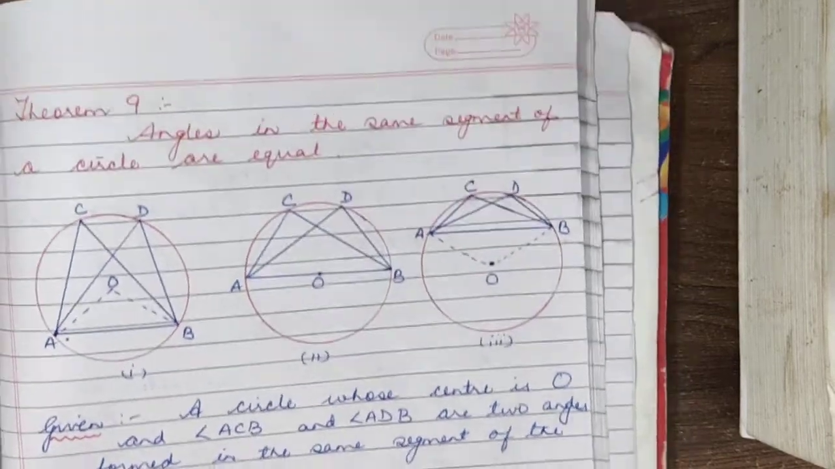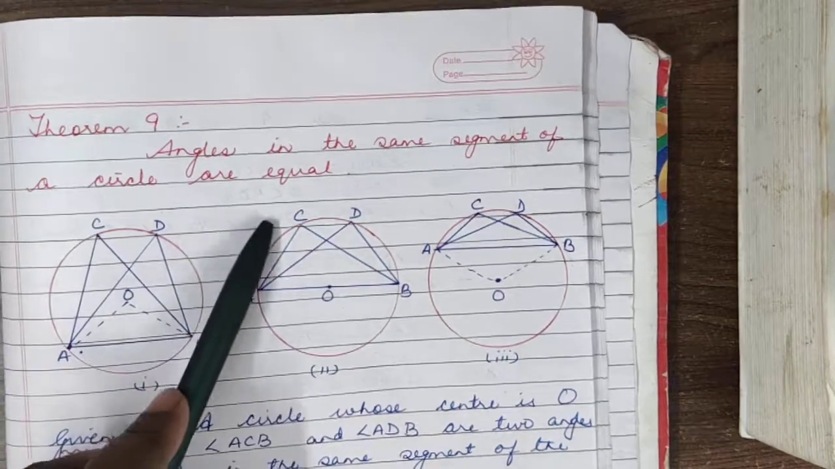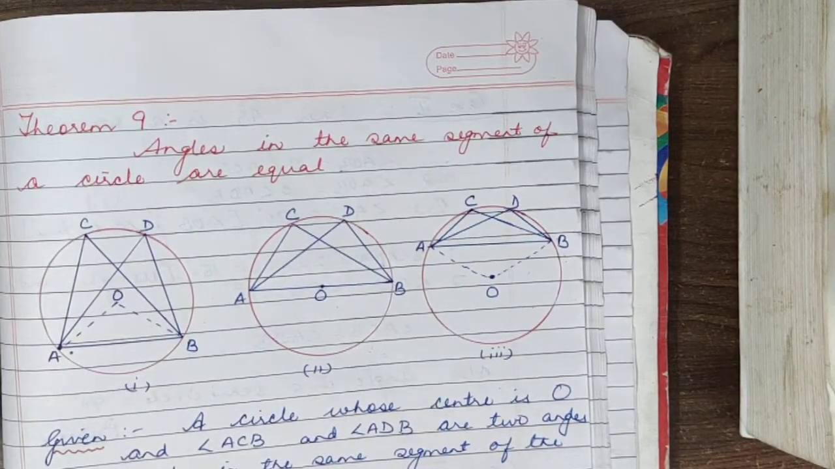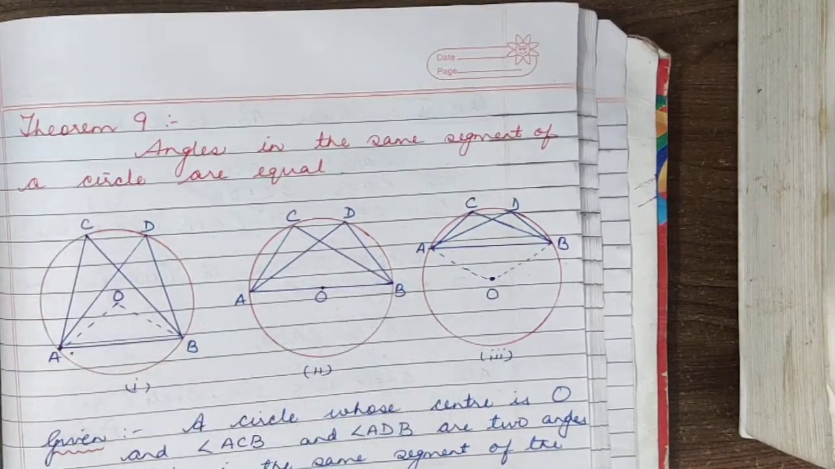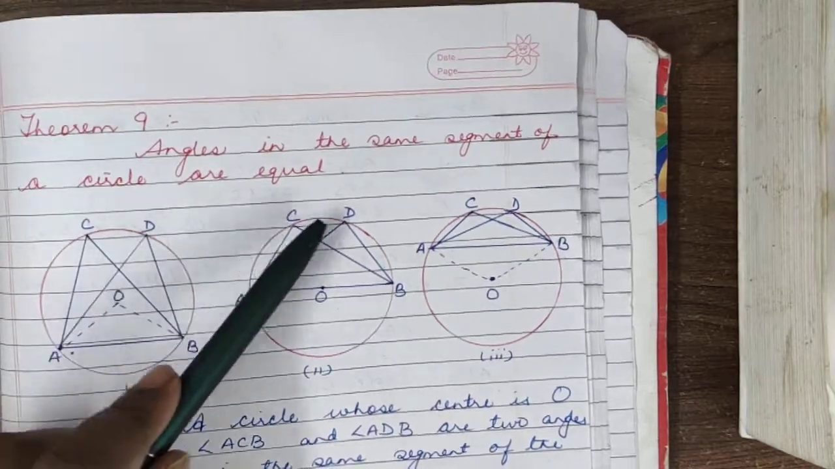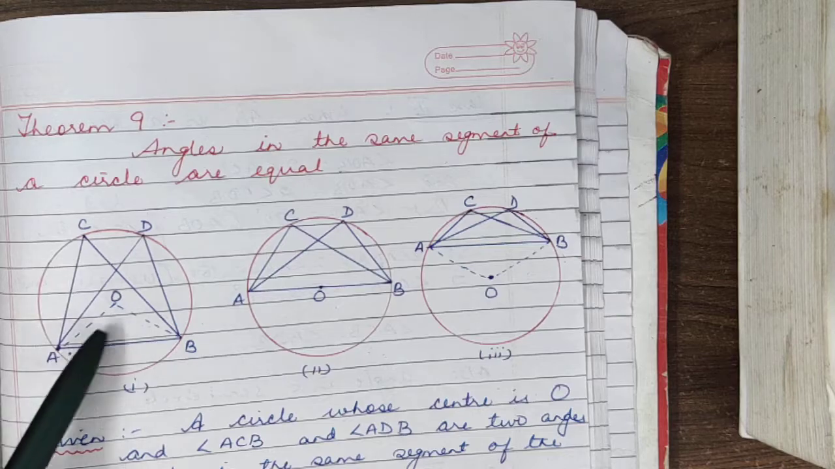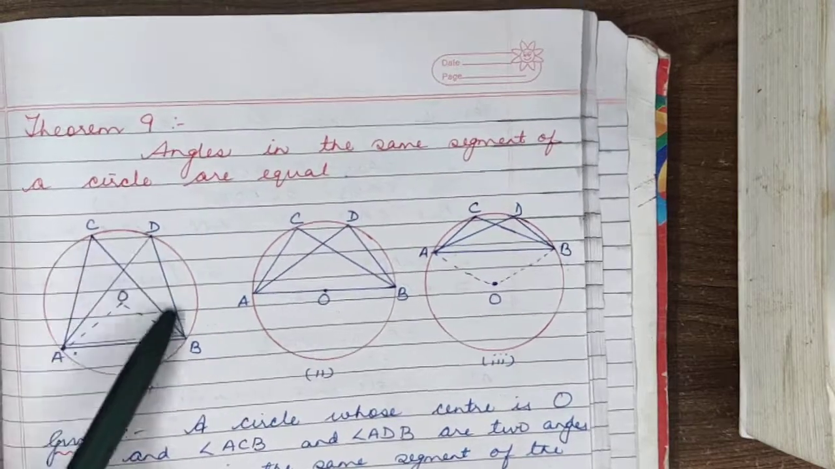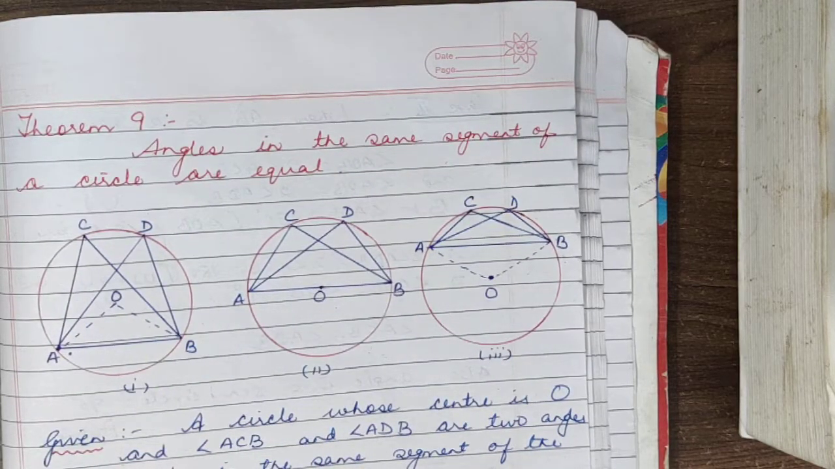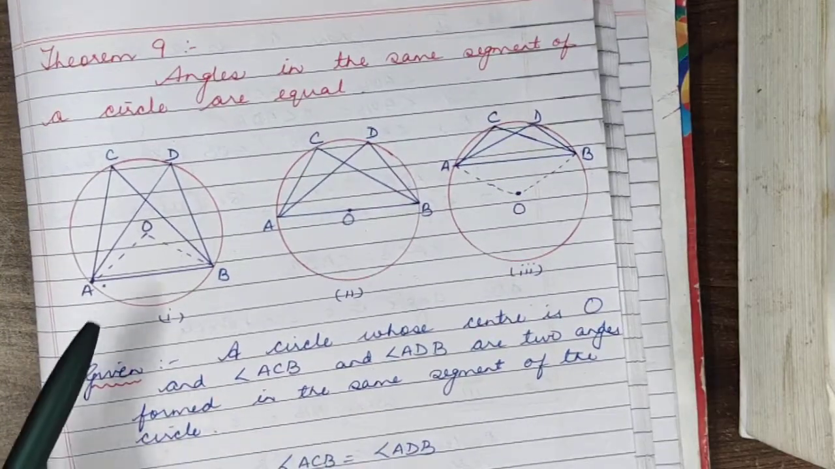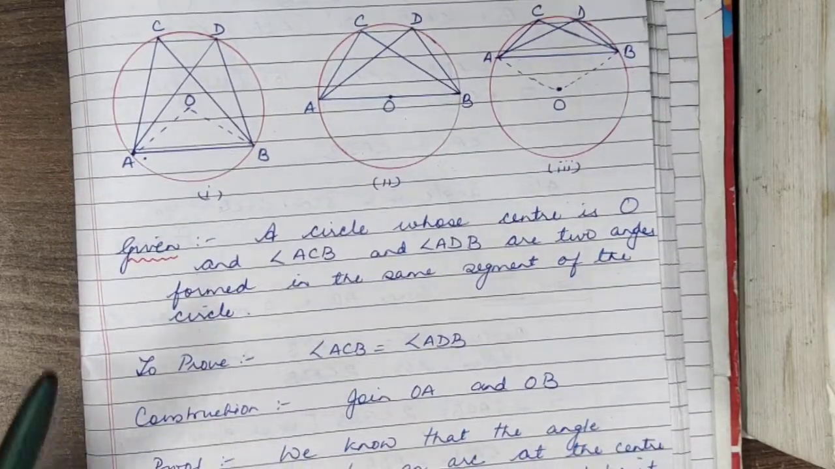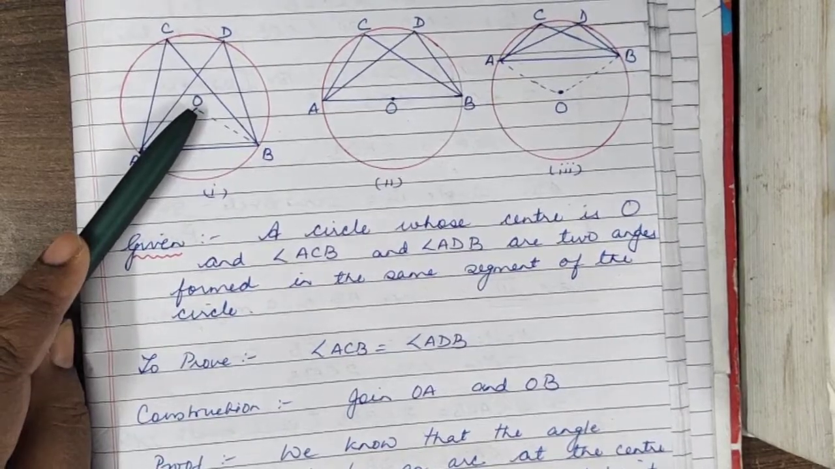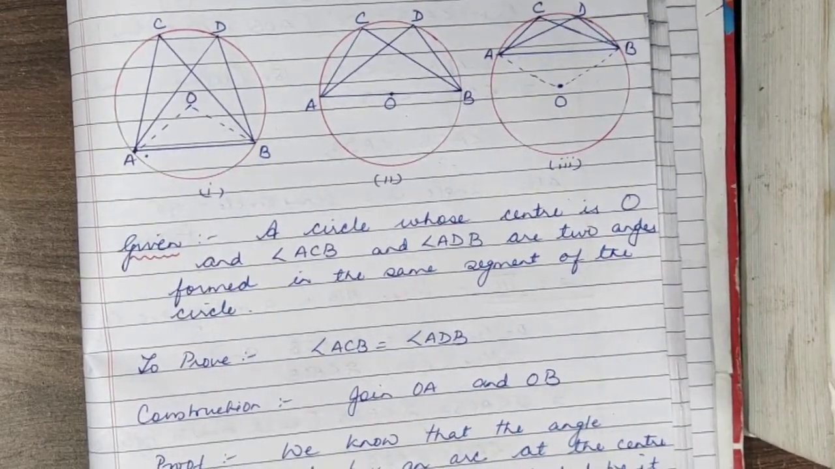Now we will prove another theorem, theorem 9, that is angles in the same segment of a circle are equal. For this we have again made three figures in which a circle whose center is O. In all the three cases, angles ACB and ADB are formed in the same segment of the circle. We have to prove that angle ACB equals angle ADB in all the three cases, meaning angles in the same segment are equal. For this we have joined OA and OB in all the three cases. Now we know that the angle subtended by an arc at the center is double the angle subtended by it on the remaining part of the circle.